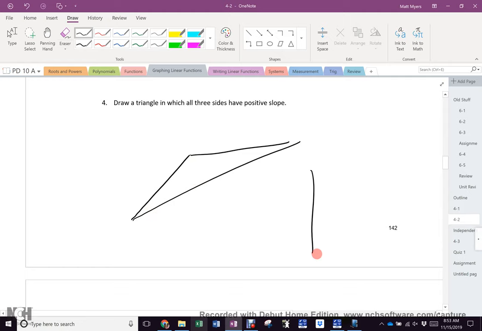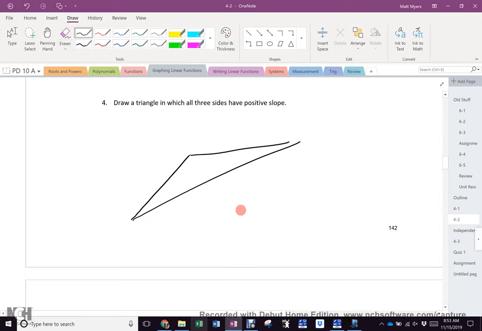You can't have a straight up and down because that's not positive. You can't have a horizontal because that's not positive. And you cannot draw equilateral because positive, flat, negative. You had to make sure you went up and right on every line. But you couldn't have gone too far. You couldn't have gone not far enough. You had to be very careful.